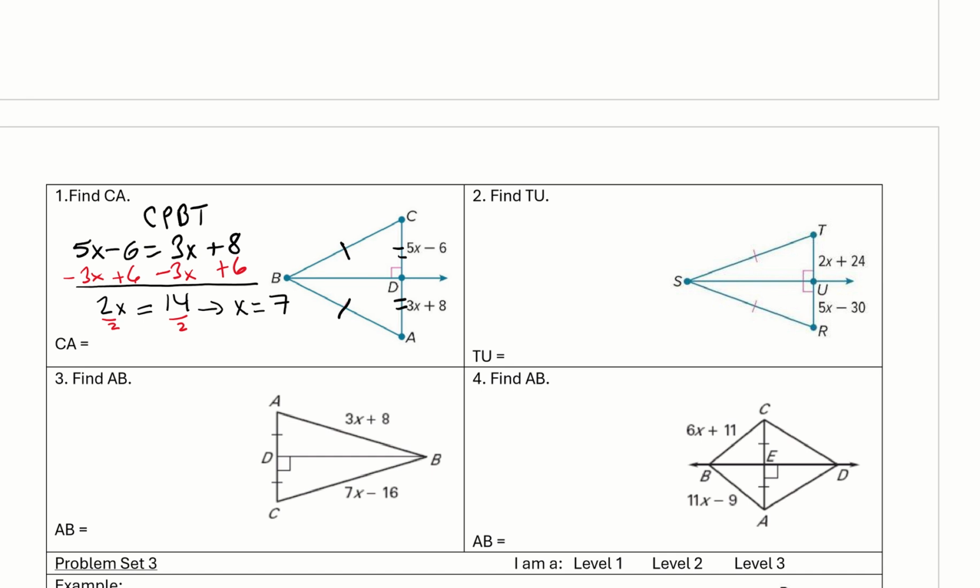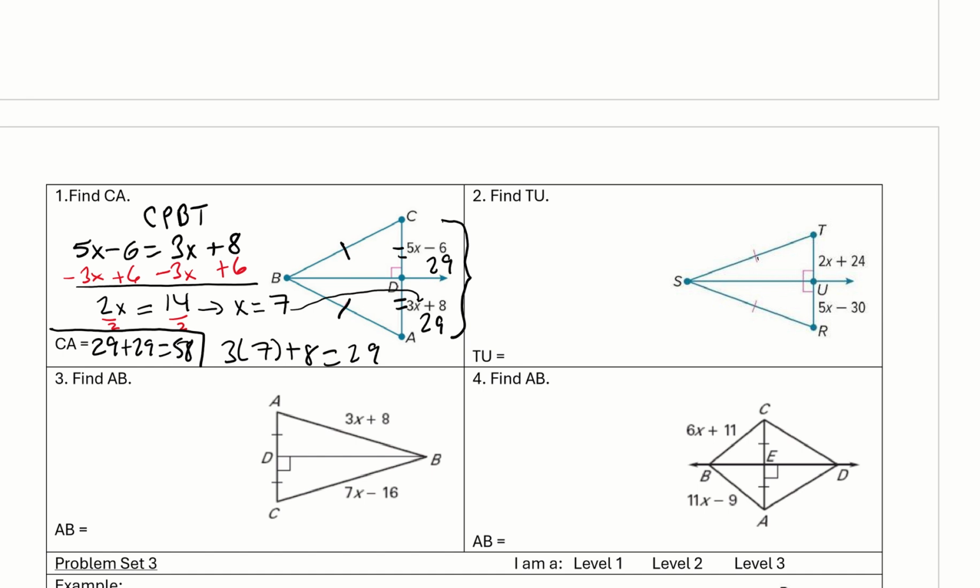All right, and don't forget, we're going to plug it in. So we're going to plug this into here. And if we do that, we got 3 times 7 plus 8, that's 29. So we get 29 here, and remember these are the same on both sides, so this is also 29. And remember, we are trying to get CA, which means we need to combine those two numbers, right? So 29 plus 29 is 58. So our final answer is 58. All right, so let's do TU.